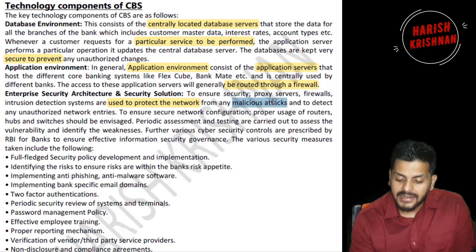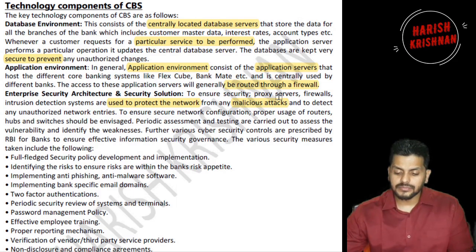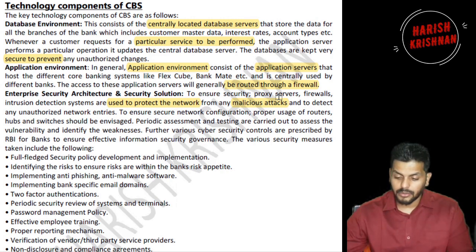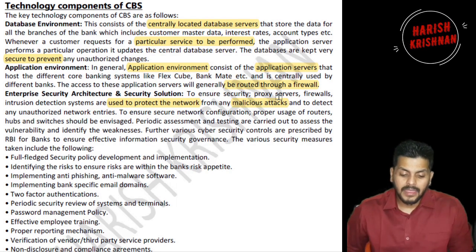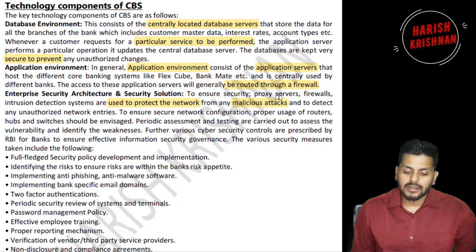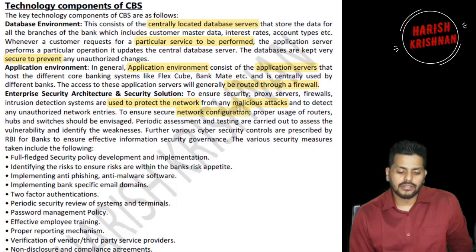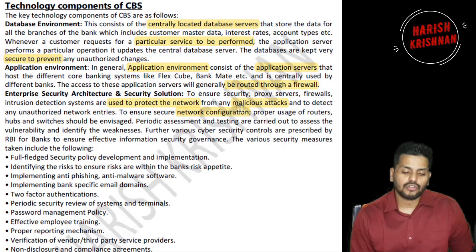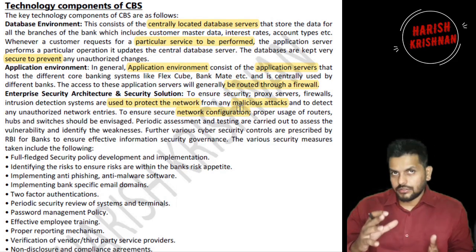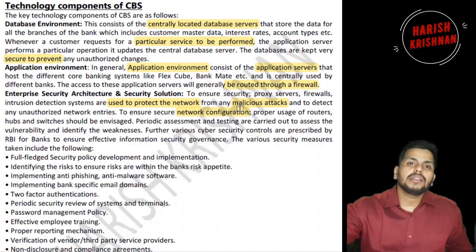To save you from malicious attacks that you discussed in the 3rd chapter. Remember, malicious attacks, hacking, and there could be piggybacking, there could be data leakage. All these are points that you have under the malicious attacks. And to detect any unauthorized network entries. To ensure secure network configuration, proper usage of routers, hubs and switches should also be envisaged. All we are saying is, there is a lot of architecture that goes into making this huge setup, and from none of those points we want any third party to intrude.